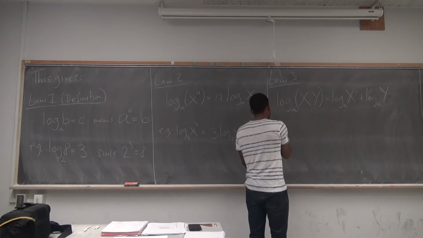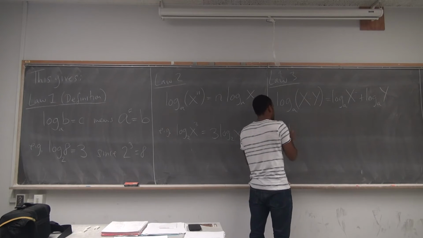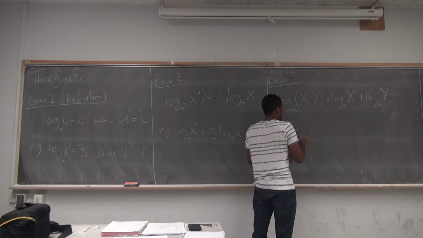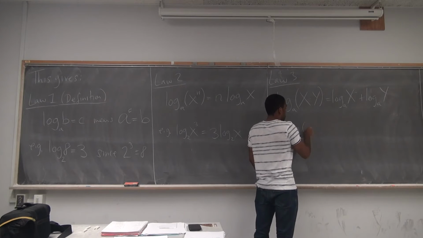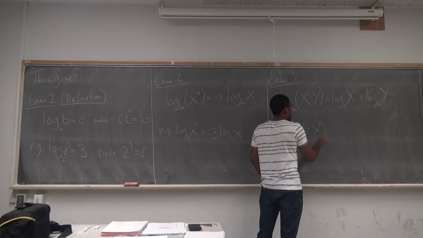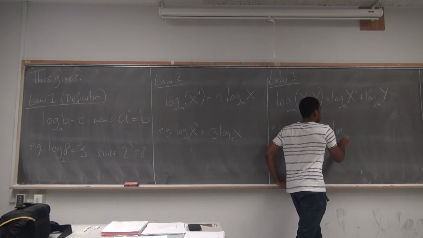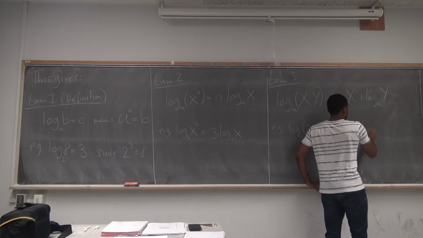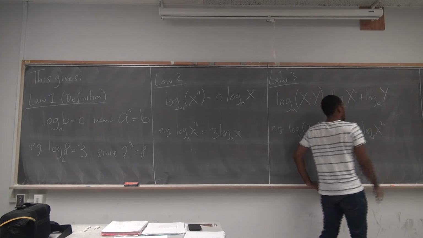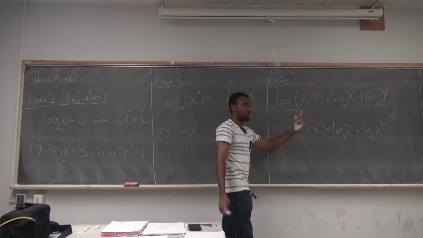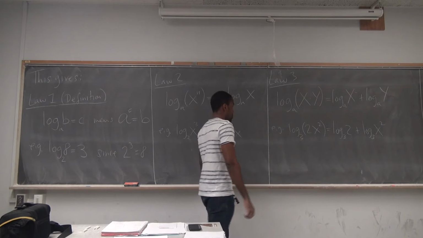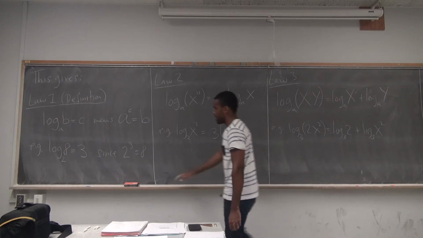So, example, log base 3 of 2x squared. That's the same as log to the base 3 of 2 plus log to the base 3 of x squared. I can actually split up a multiplication. That's the third law.